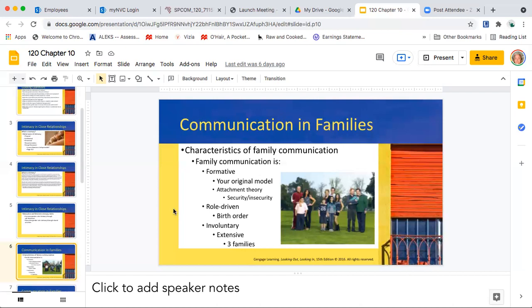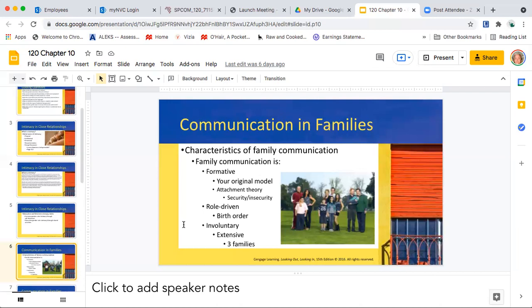So the other aspect or characteristic is that your family communication is role driven. So one example might be your birth order, right? So you play a certain role based upon your birth order. So unless you're an only child, you were either first or middle or youngest, okay? Or depending on the number of kids in your house, right?